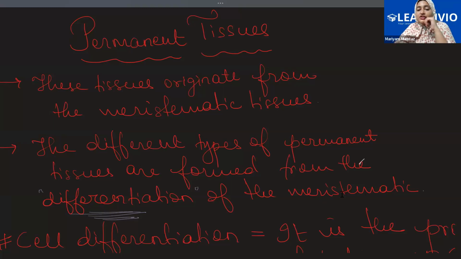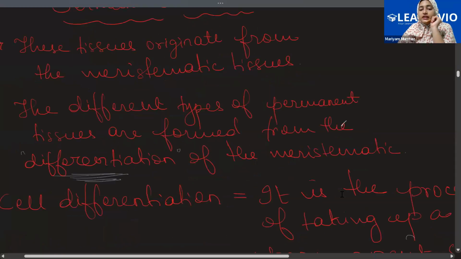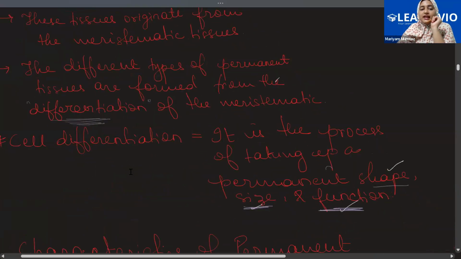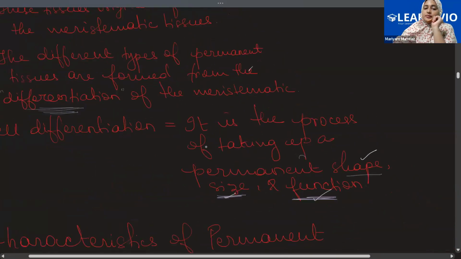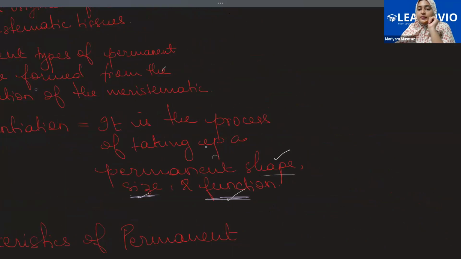So cell differentiation takes place, and this is the reason why some of the meristematic tissues get converted, or turned, into permanent tissue. The tissues that have undergone the differentiation process become permanent tissues. Just as we discussed, cell differentiation is the process of taking up a permanent shape, a permanent size and function. So that is what we call cell differentiation.